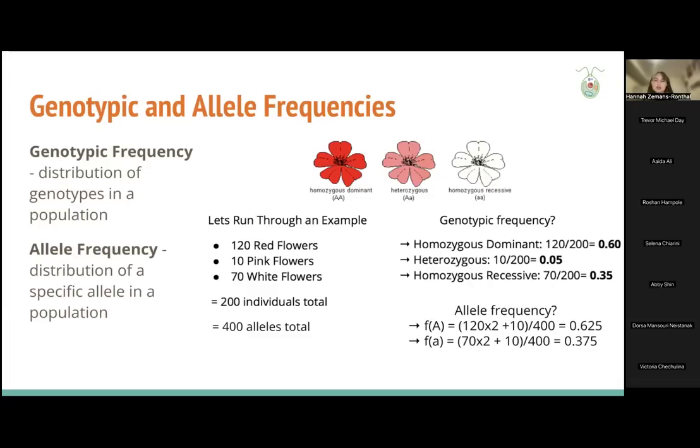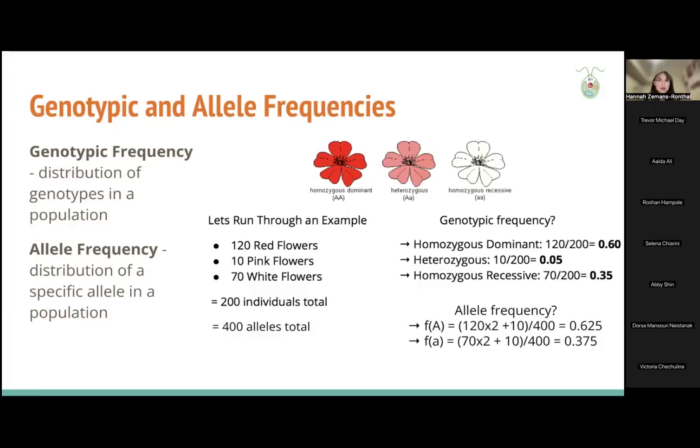To calculate the genotype frequency, it's as simple as this. We have our homozygous dominant, which is big A, so that's 120 red flowers, and you divide that by the total population, and that gives you 0.6. Then we would do the same for our heterozygous genotype. That is 10 pink flowers divided by the total population of 200, and that is 0.05. And then homozygous recessive, we have our 70 white flowers, or 70 little a, over our population size of 200, and that is 0.35.